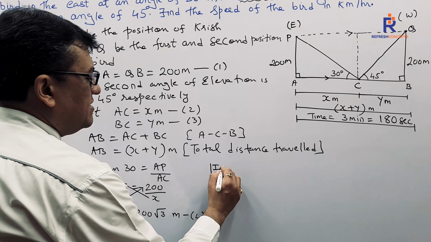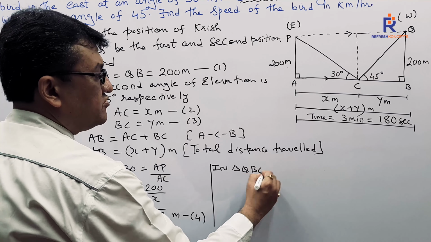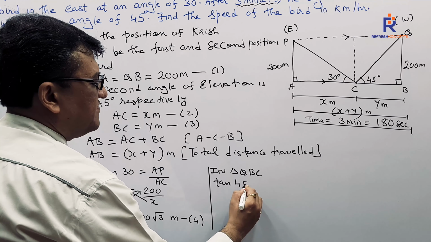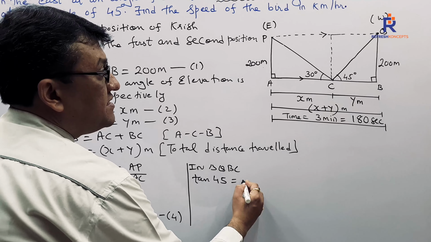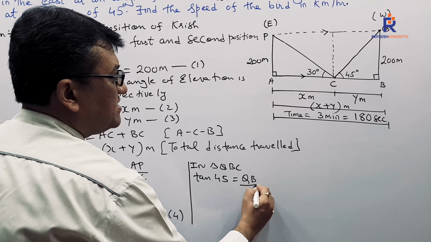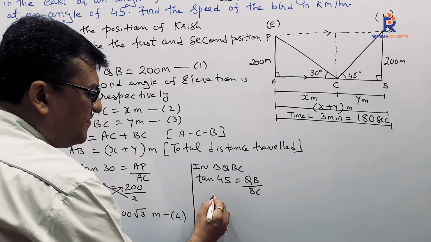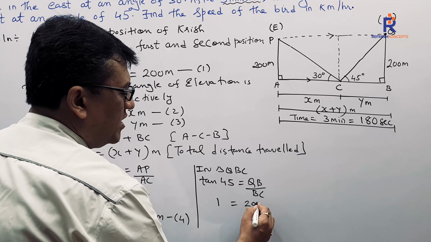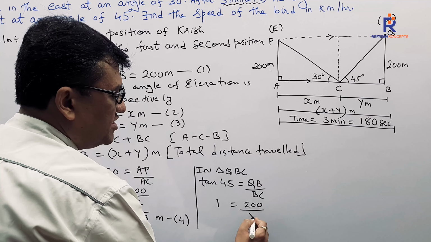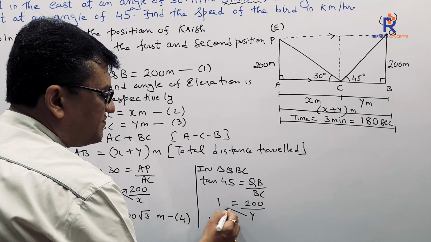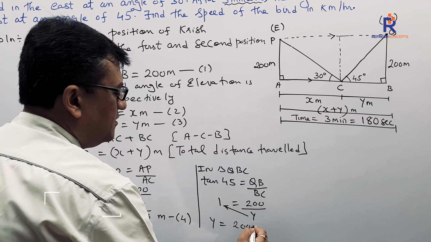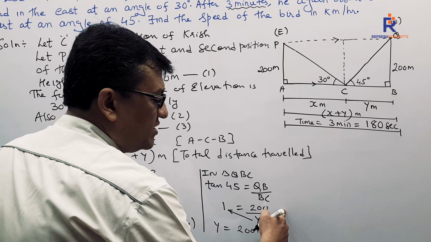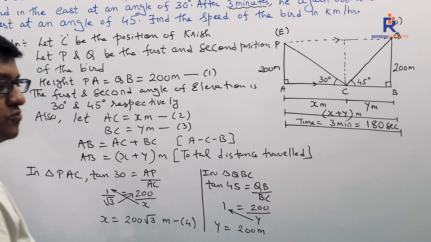In triangle QBC, tan 45 is, this time, opposite is QB, adjacent is BC. Tan 45 is 1. How much is QB? We are all aware it is 200. What is BC? From our figure it is y. So what do I get? y is equal to 200 meter. Children, if you want, you can write down the value of tan 30 besides this. You need to write down tan 45. Tan 45 is nothing but 1.